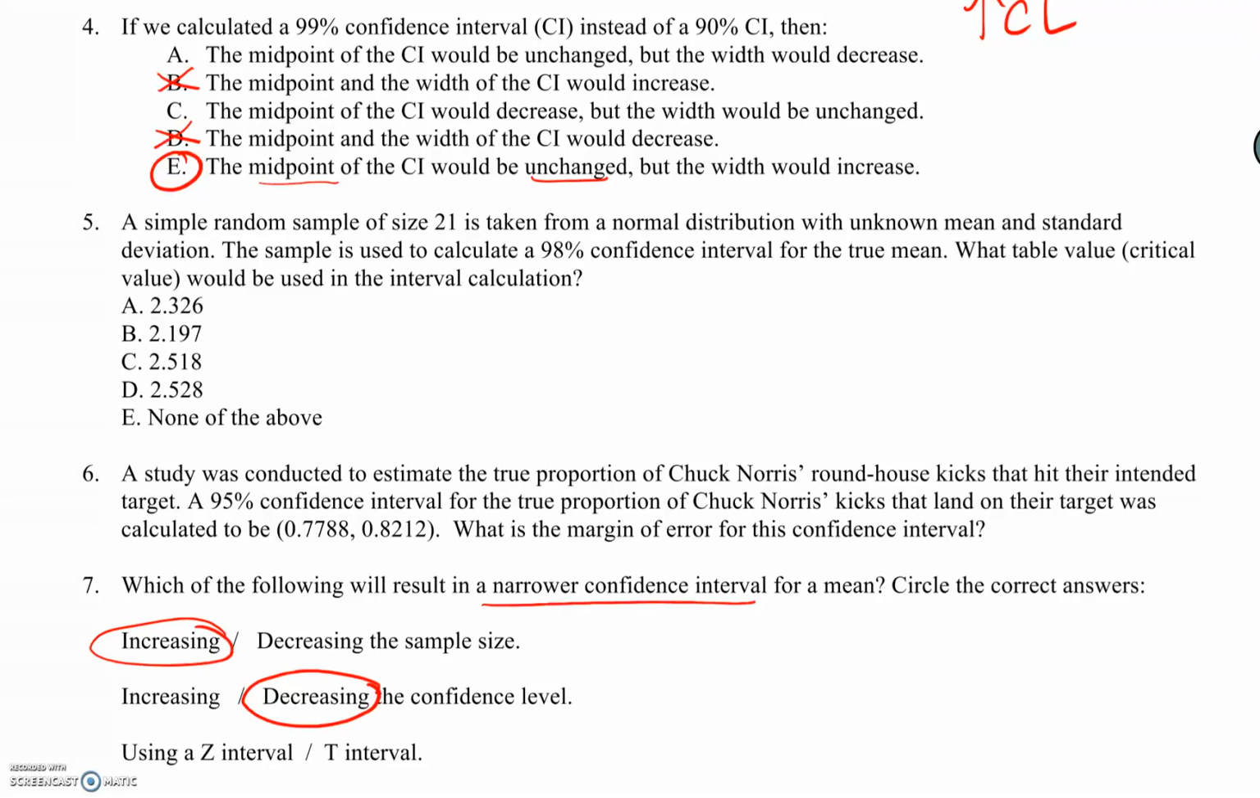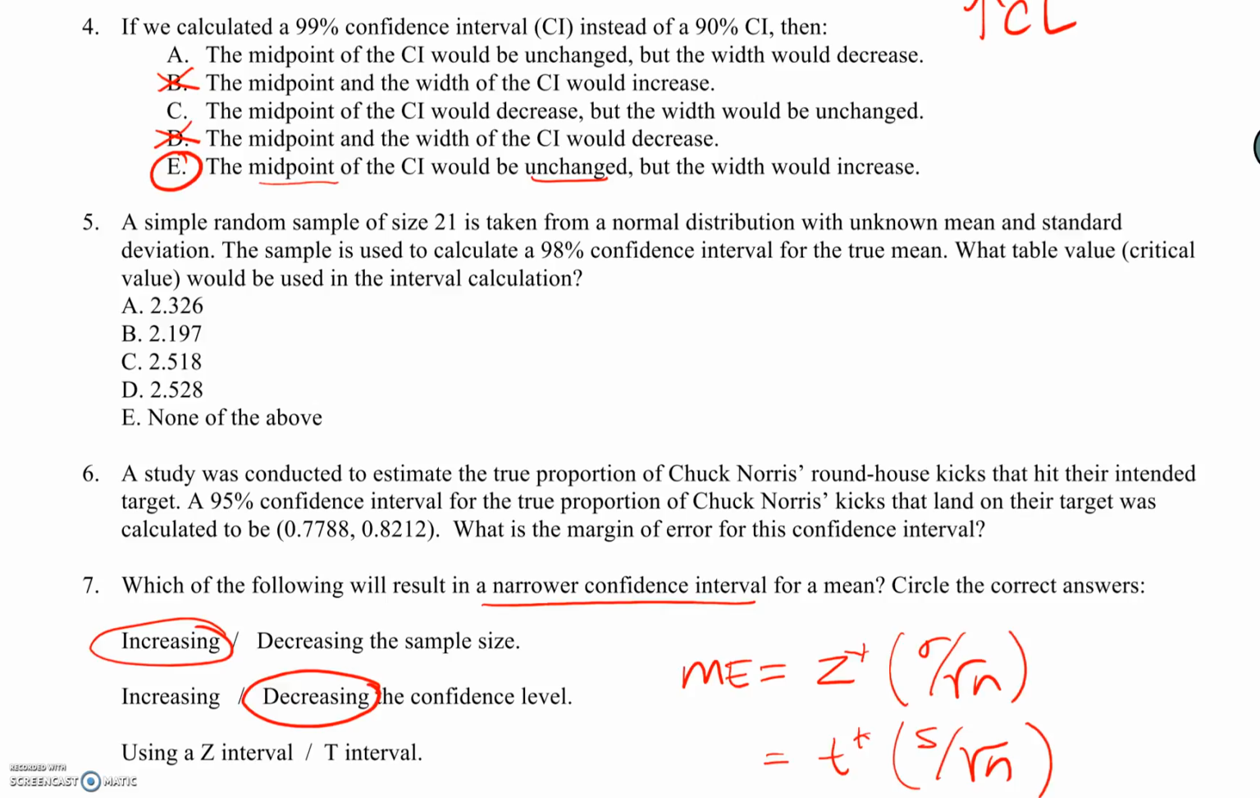Increasing the sample size also helps, right? That brings in the spread of our distribution. You can also see in the margin of error calculation for these formulas, whether we're using a z or a t, both of them have that square root of n as a denominator, right? So increasing your sample size will make that margin of error go down.